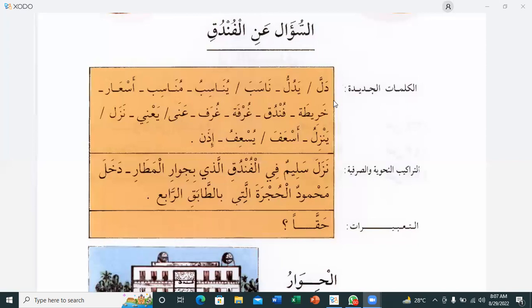Listen carefully, all these meanings. Dalla yadullu, that means showing or guides. Nasaba yunasibu, mazi and mudare. Munasibun means suitable. Asar, price. Kharitatun, map. Funduk, hotel. Ghurfatun is singular word, means room. Ghurafun is plural word of ghurfatun, that means rooms. Ana, yani, means. Nazala, yanzilu, is staying. As'afa, yus'ifu, helping. Idhan, so. Now, got all these meanings?